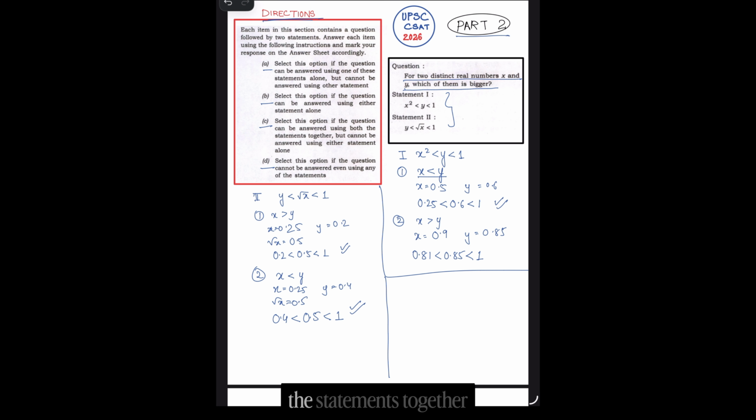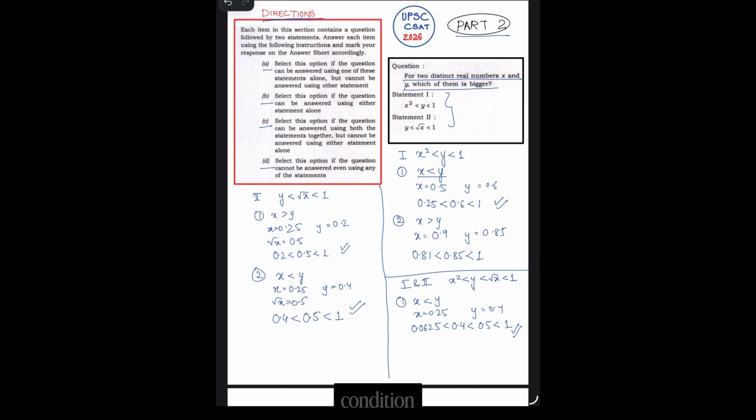Now let us combine both the statements together. So combining both statements 1 and 2, we get x square is less than y, which is less than root x, and this is less than 1. So let us take two cases. Case 1, x is less than y. So we are taking x as 0.25 and y as 0.4. So x square will become 0.0625. So this is less than 0.4 and this is less than root x, which is 0.5, and this is less than 1. So the condition is satisfied here. Hence x less than y satisfies the condition.